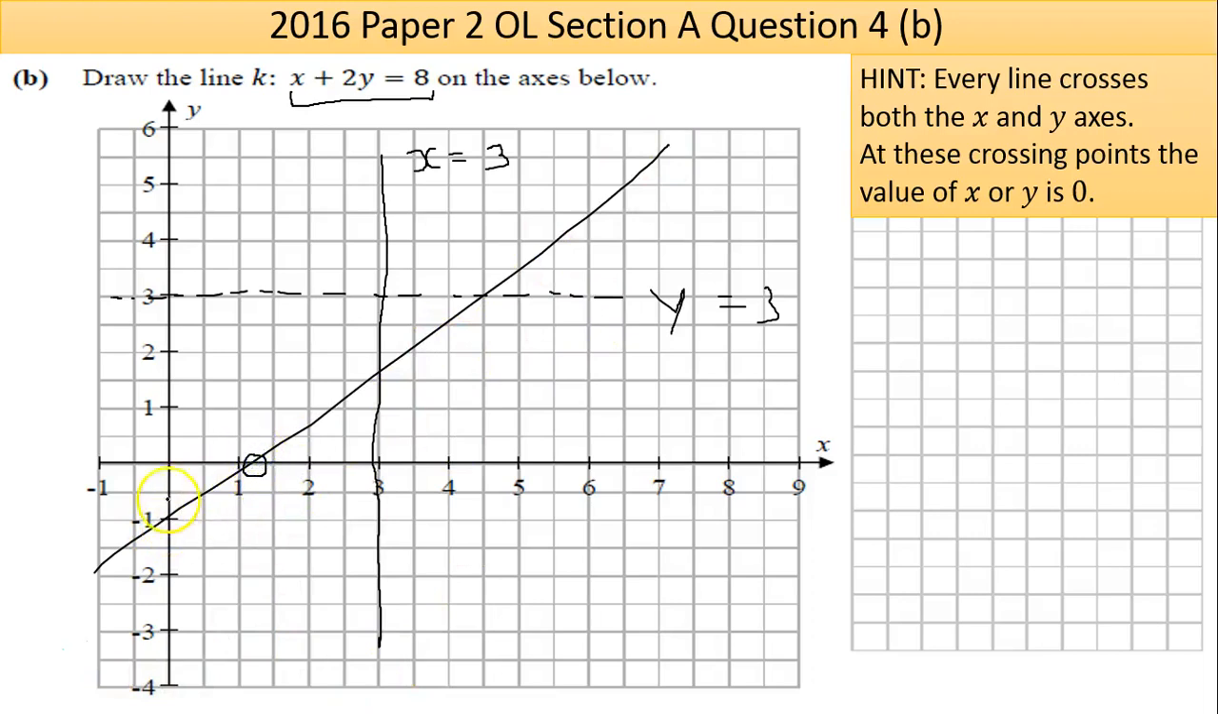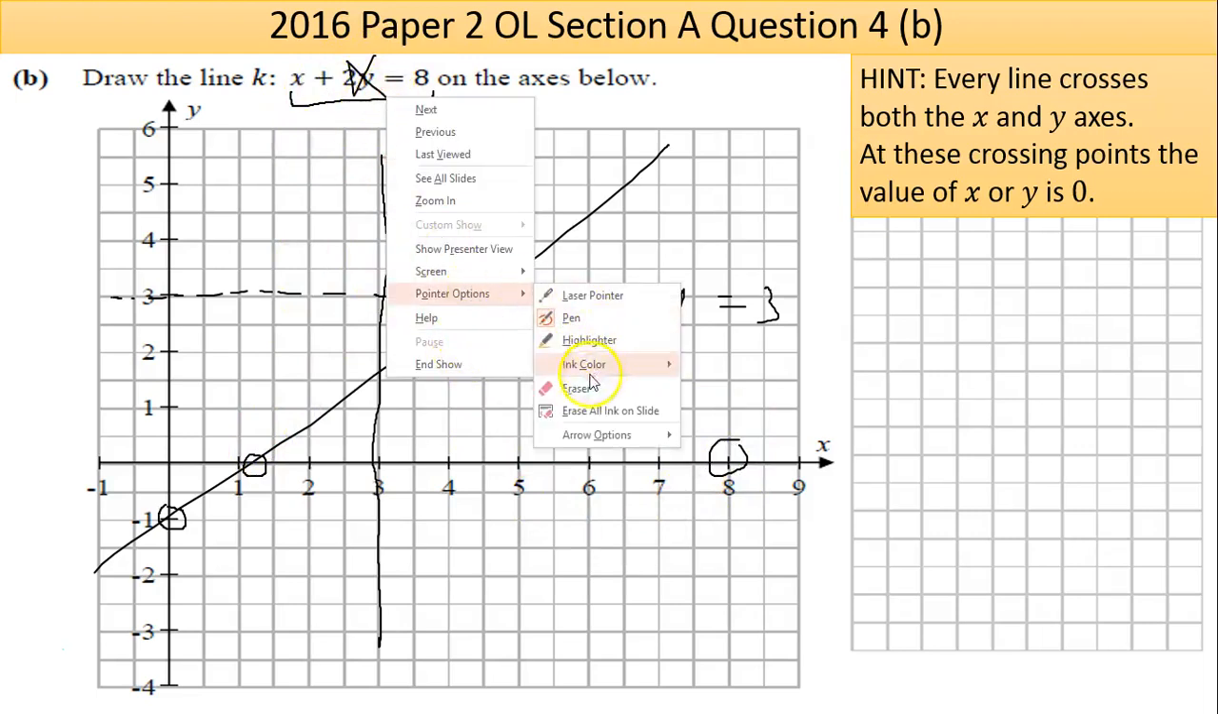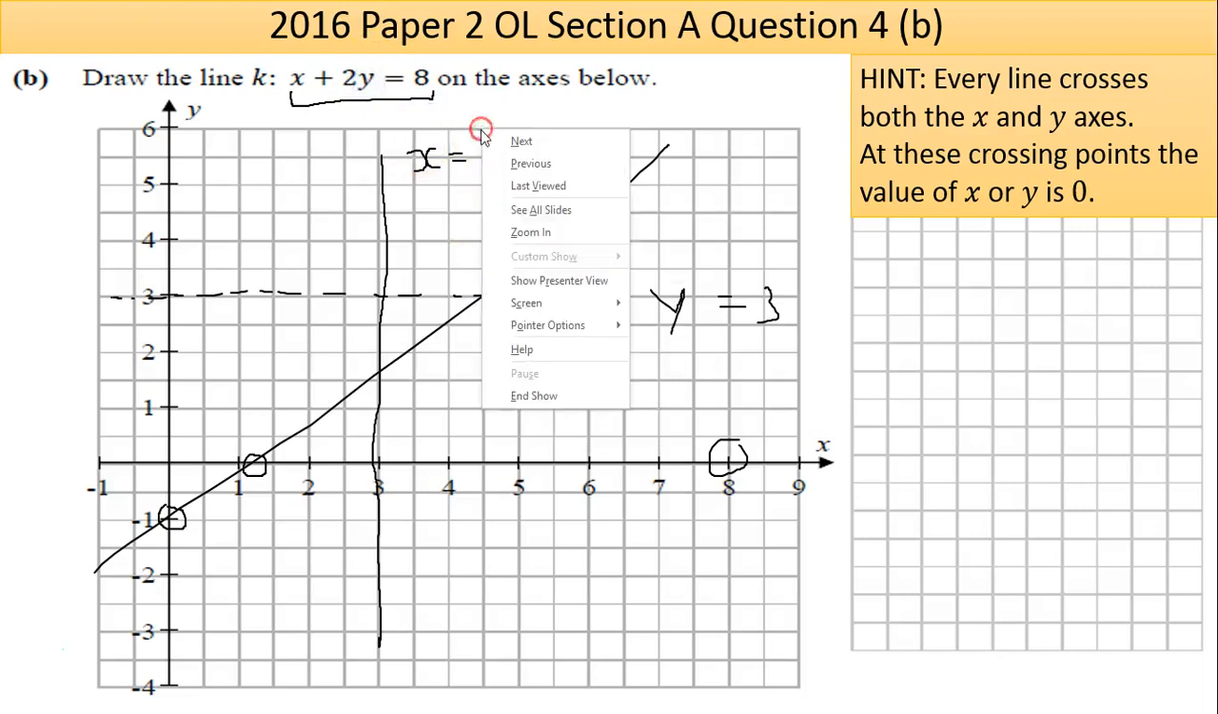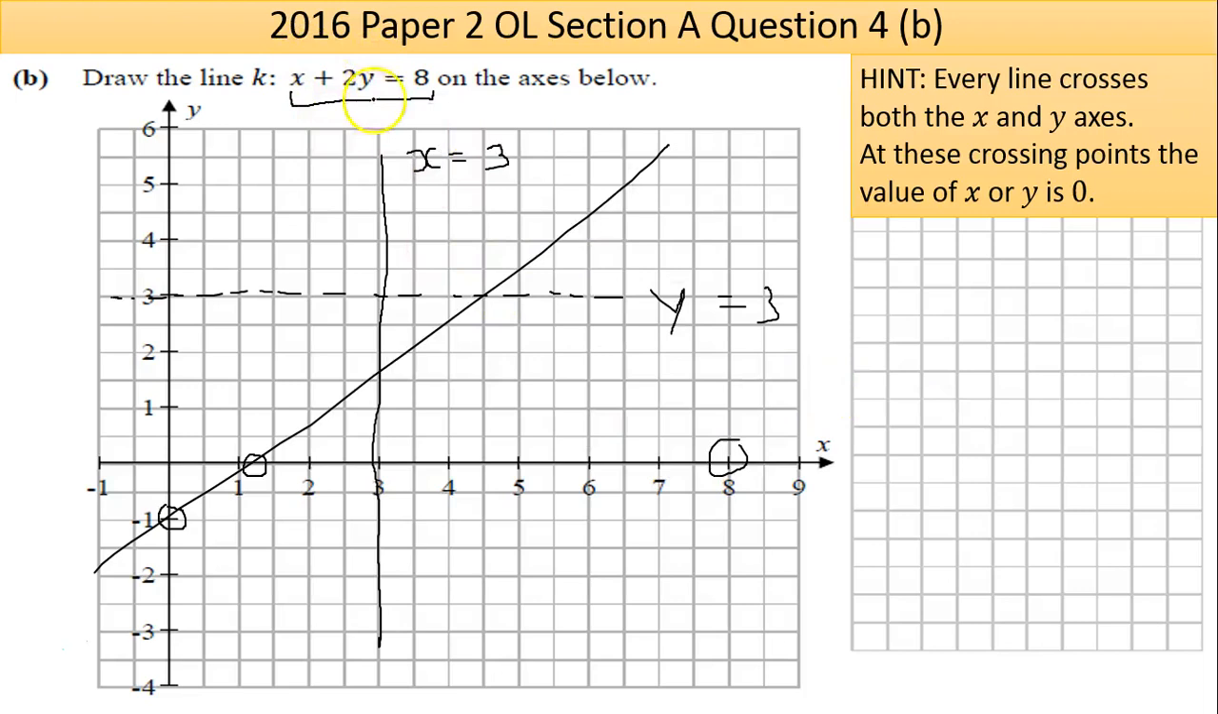Now, I don't know if that's actually what this line looks like. We'll find out in a second. But it will definitely cross the x-axis and the y-axis at some stage. At the x-axis, the y value is 0. So if you look at the equation up here, at that point this term is gone, so x is equal to 8. My point should be over here. Bear with me one second.